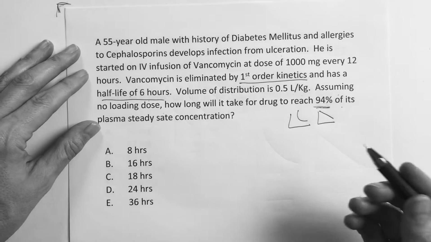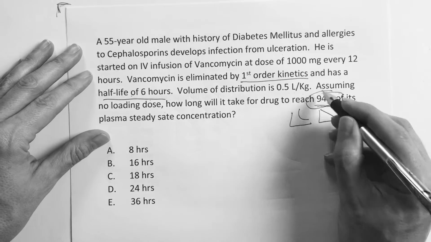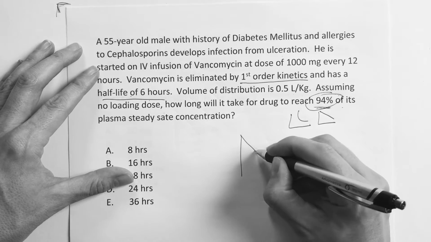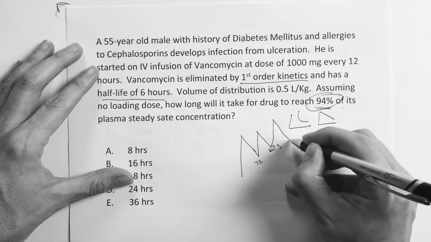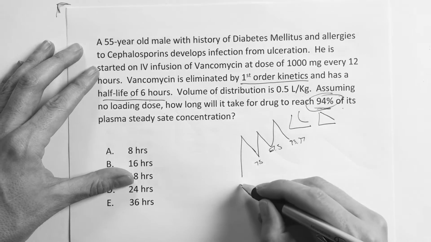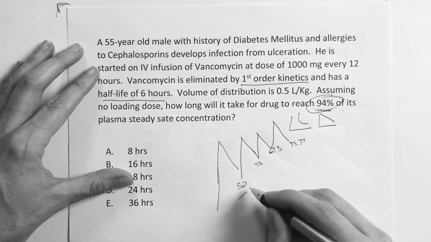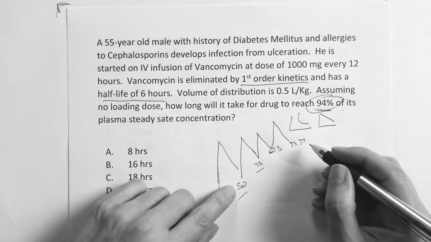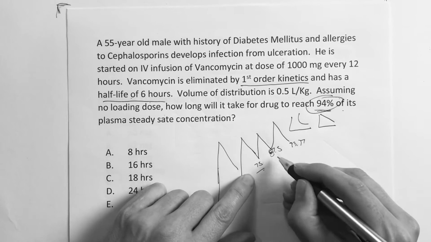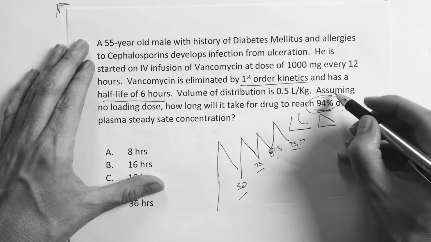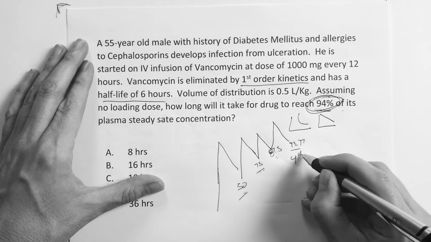Okay, so it's essentially the same thing. They threw in a couple extra little things for you, right? But at the end of the day, if you could go quickly on this, you would go 50, boom, that's 75, boom, 87.5, 93.75. I'm sorry, I'm messing my own self up. 50, 75, 87.5, and then 93, yep. So again, to reach at least 94%, you're at the fourth half-life.